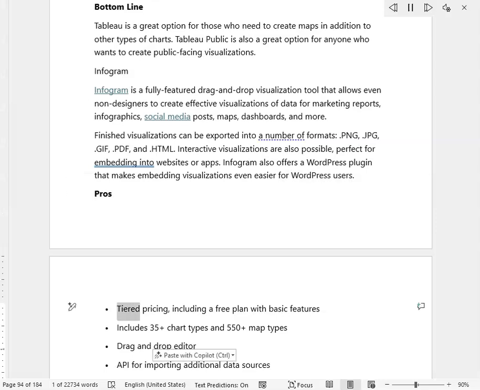Pros: tiered pricing, including a free plan with basic features. Includes 35-plus chart types and 550-plus map types.